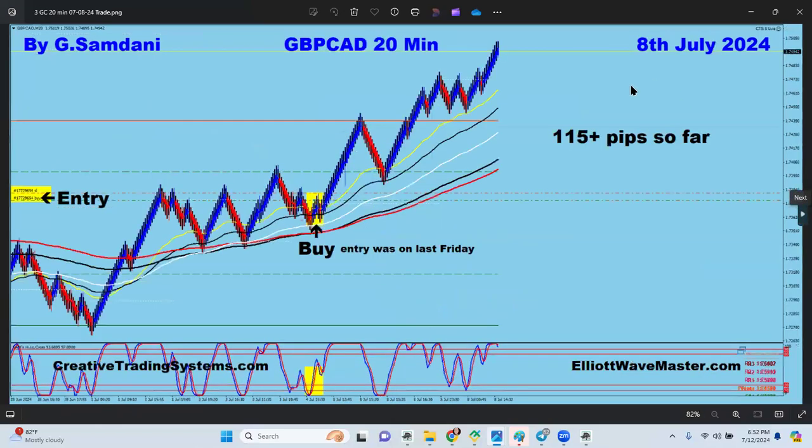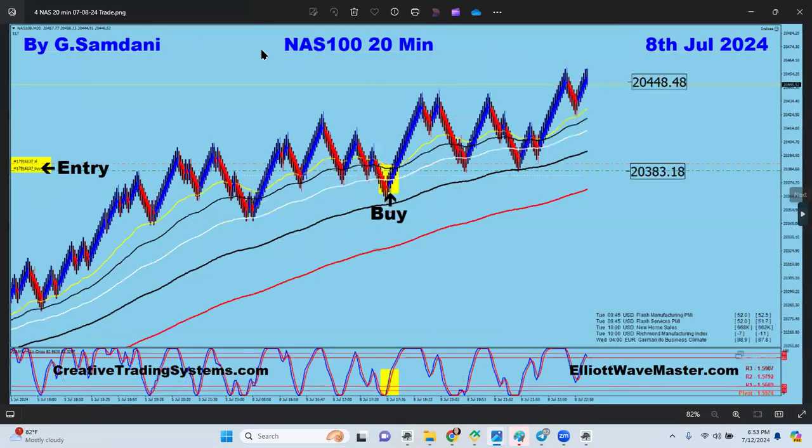On the 8th, pound CAD going to the upside for 115 pip. But like I said, the buy entry was on last Friday. So the entry was on Friday, and then Monday I kept it open because on Friday it didn't move much, but Monday it went up, and 115 pip right there. Nasdaq from here to here on the 8th, buy orders right there.